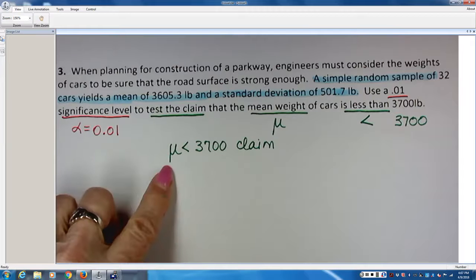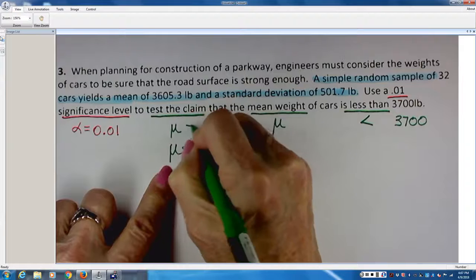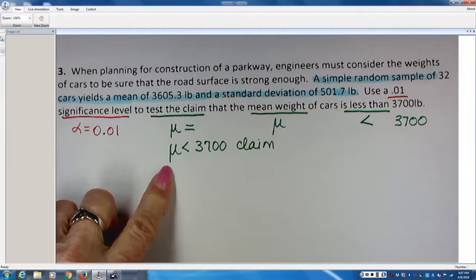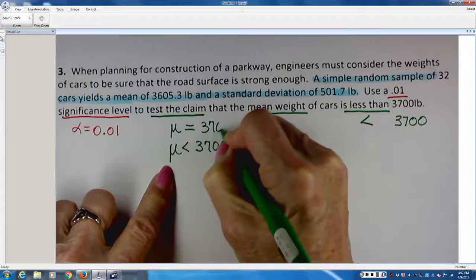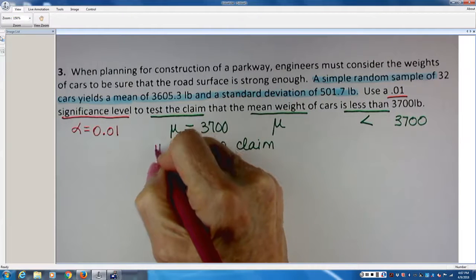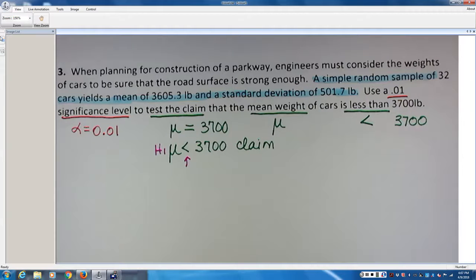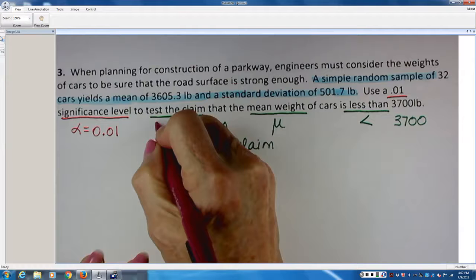Which means that if mu's not less than 3,700, it's either equal to or it might be greater than 3,700. You can use the greater than sign if you want to, but it has to be equal to or greater than. Is the claim H0 or is it H1? Claim is H1 because it has an inequality sign in it. Okay? That means that this is H0.